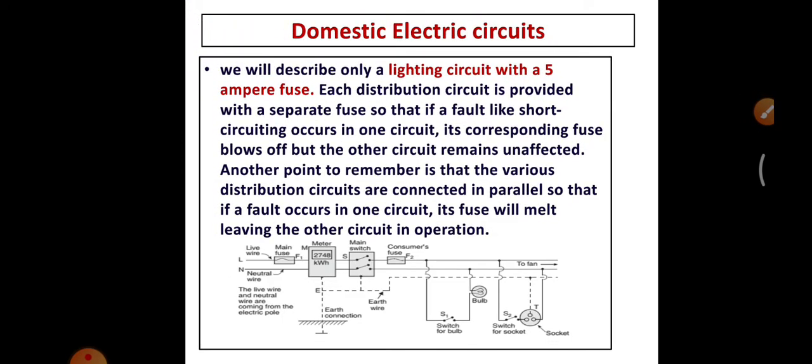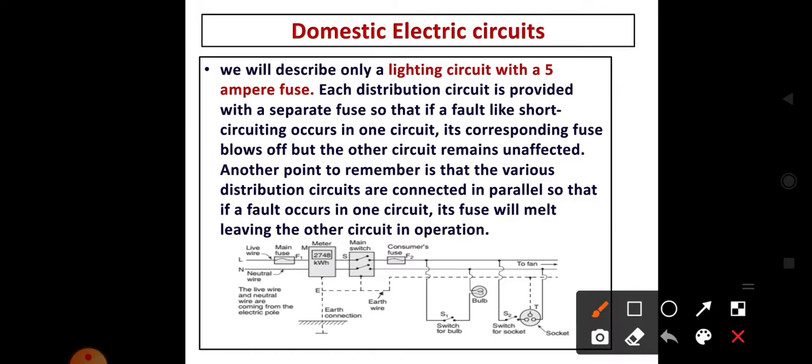And we will describe only the lighting circuit with a 5 ampere fuse here. Here I discussed only the lighting circuit. So this circuit is a lighting circuit with a 5 ampere fuse.